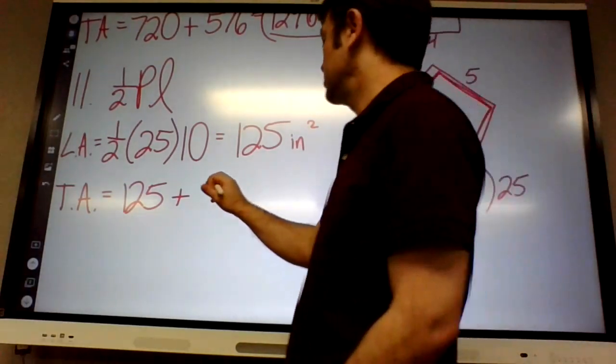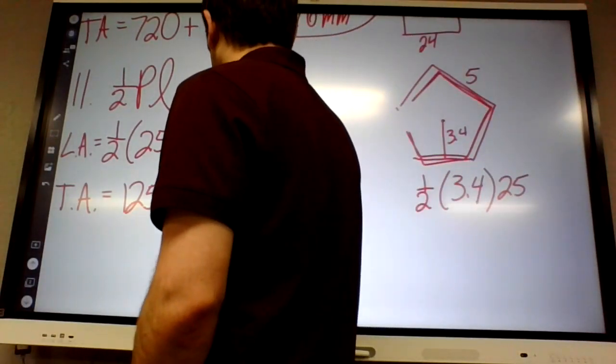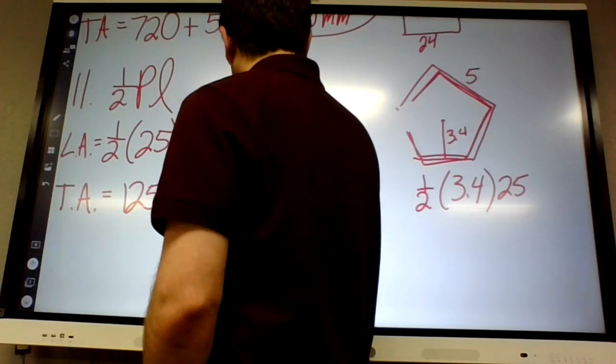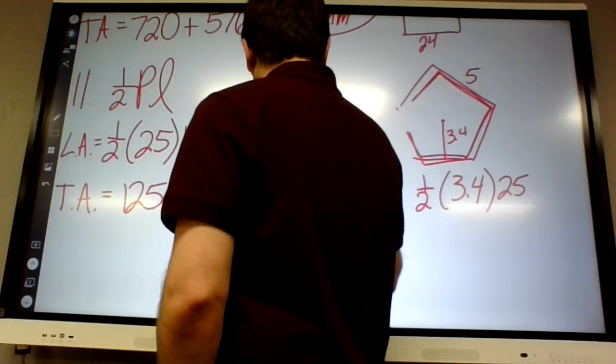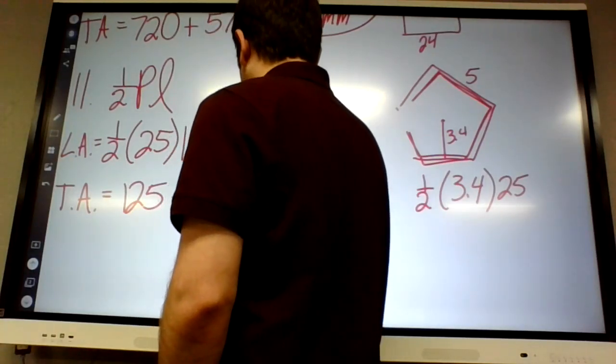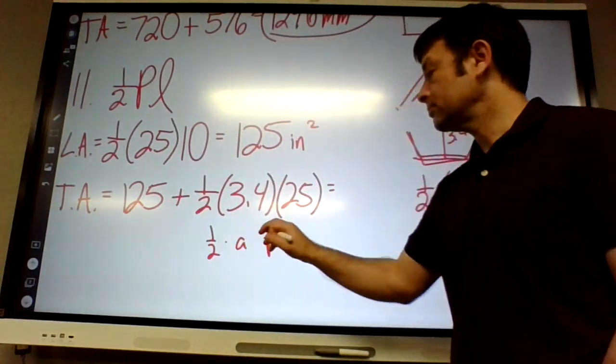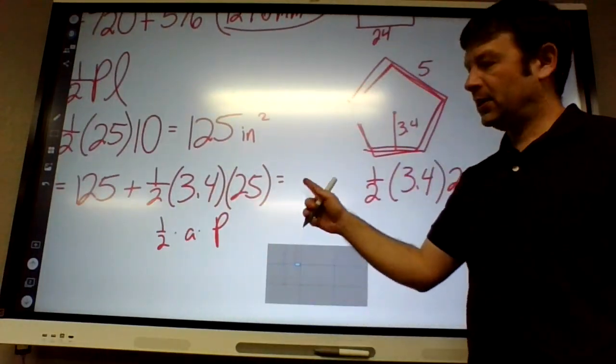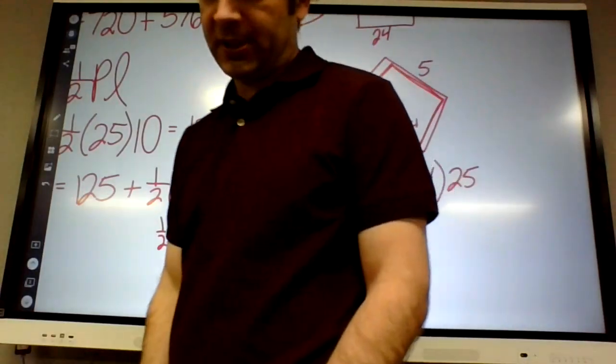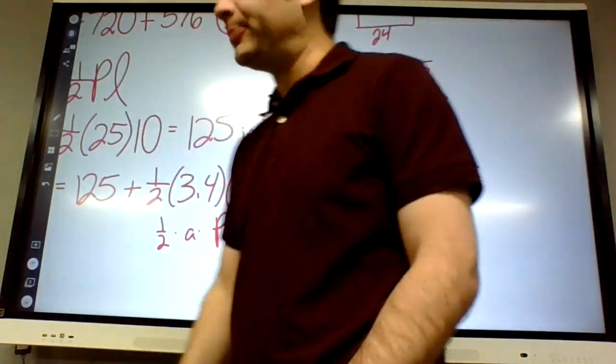So, oh gosh, I don't know what that is. 1/2 times 3.4 times 25. 1/2 apothem perimeter, that's what I did. And let's see what comes out in the end. I know that one. 167.5.